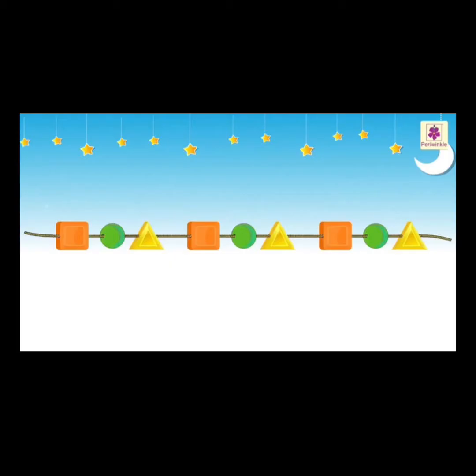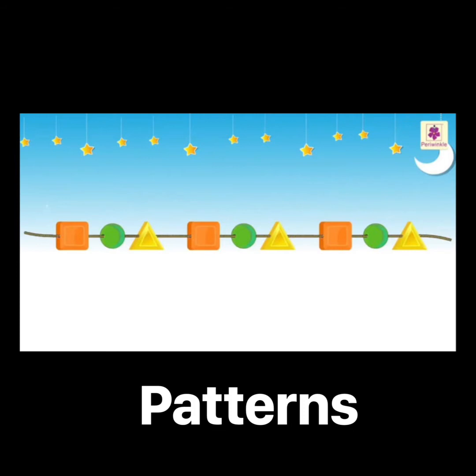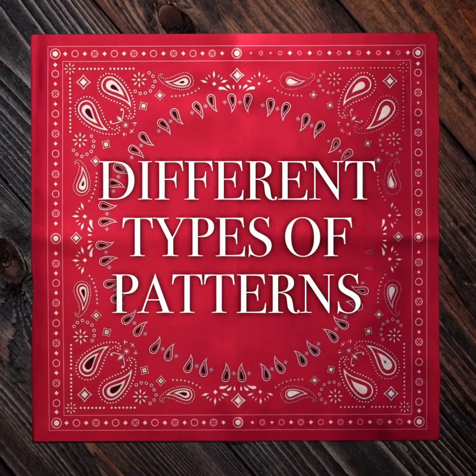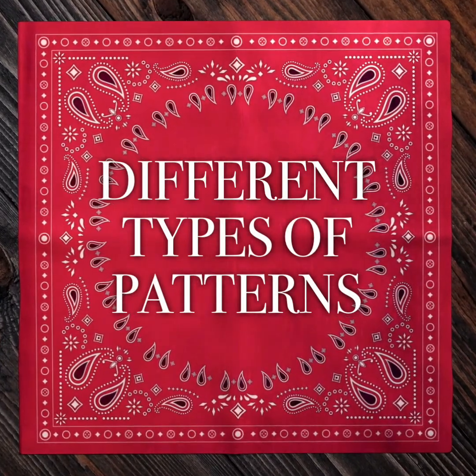Let's take some more examples. You can see this bracelet. In this bracelet, there is a square shape, circle, and then triangle. Similarly, again they have followed one square, then circle, and then again a triangle. And then again they have followed the same pattern, that is square, circle, and triangle. This is called a pattern. Whenever any image, shapes, figures, objects repeat again and again, in the same order, they are called patterns.